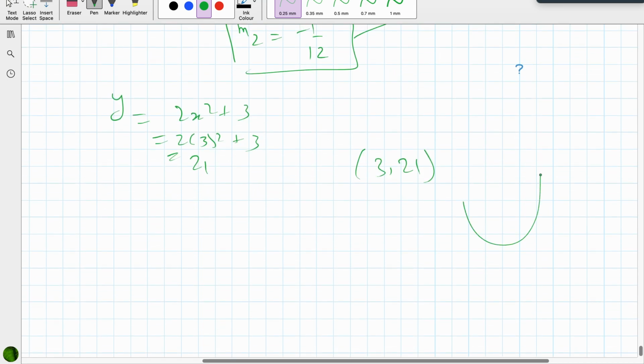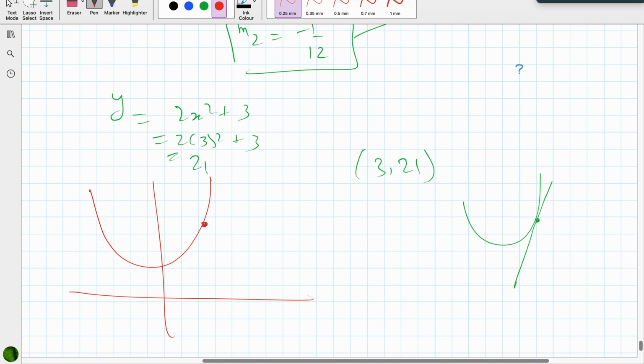Let me sketch it here again. I'll repeat it. This was the curve. At x is equal to 3, the tangent was this, and the gradient of the tangent was 12. For the normal, it looks like this, and the gradient of the normal is -1 by 12. Are we good till here?